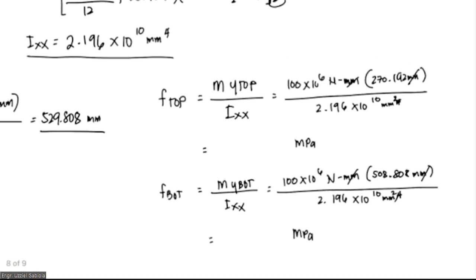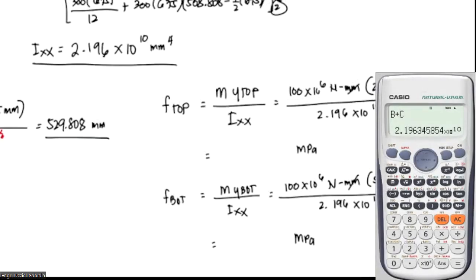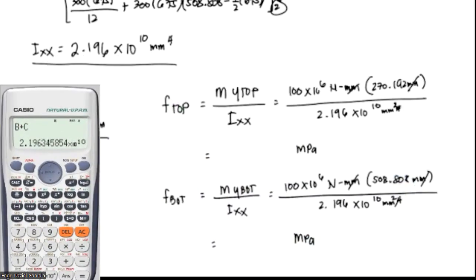So allow me to, okay. Okay, so let us try here. So we have 100 times 10 to the 6 multiplied by 270.192 all over 2.196 times 10 to the 10. Okay, so for the top fiber, we have 1.23 megapascal.